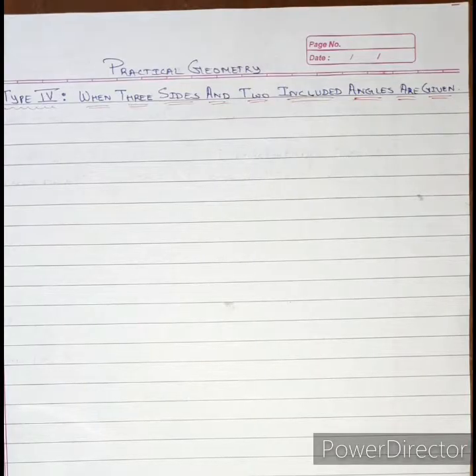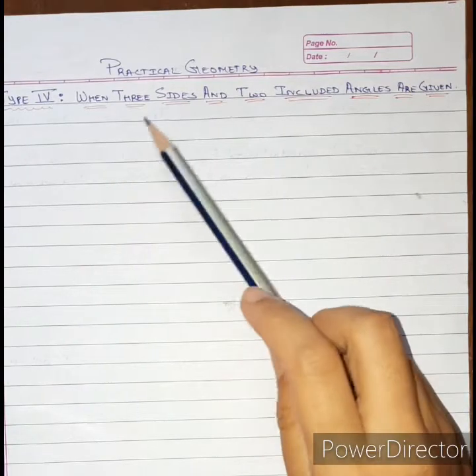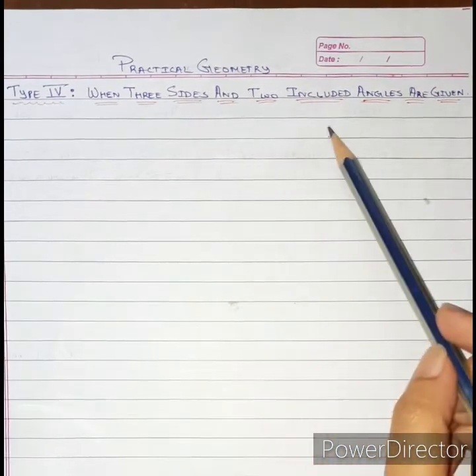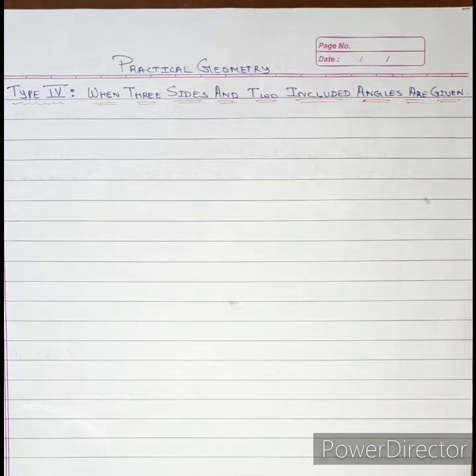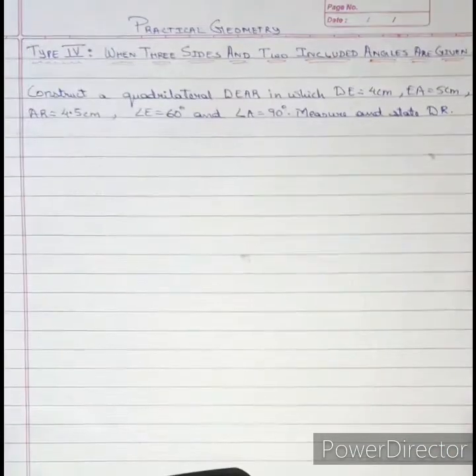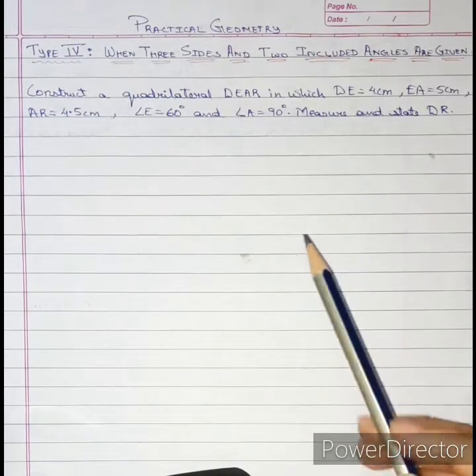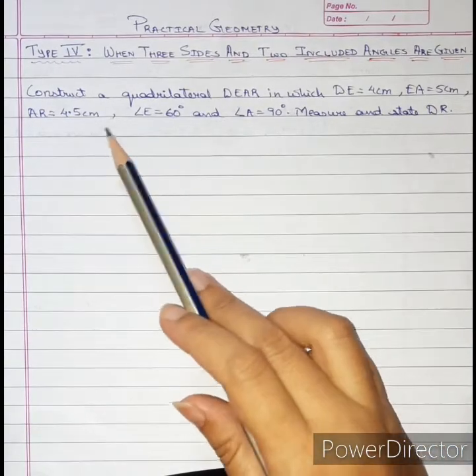Type 4, we have 3 sides which are given and 2 included angles. Now we are talking about angles here, so you need your protractor to mark the angles. Okay, we will go for type 4 constructions. In type 4, let us see construction.